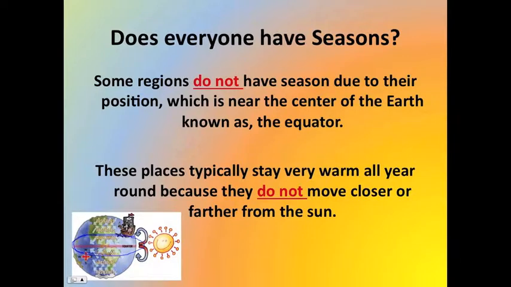And because the areas in these regions do not move farther from the sun, they stay warm all year round and they do not experience different seasons. So this arrow is showing you where the sun is, and these regions do not have different seasons.